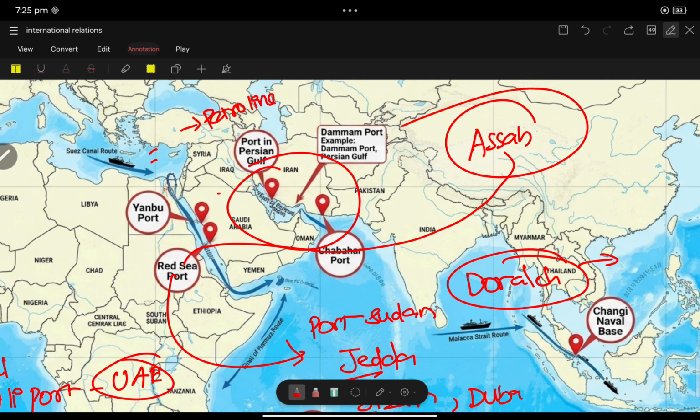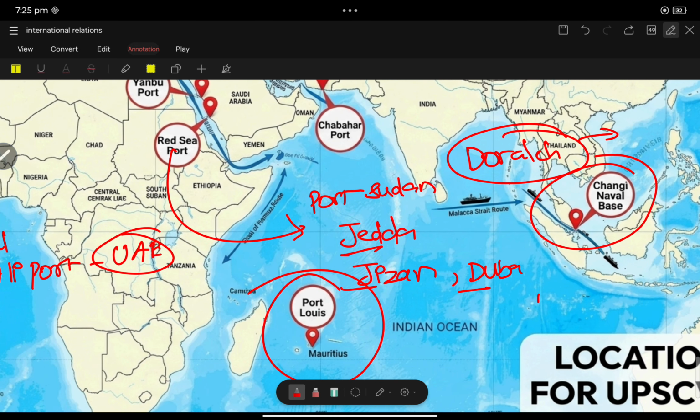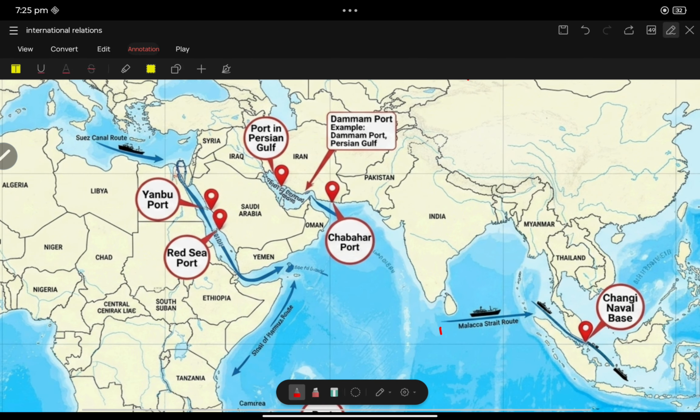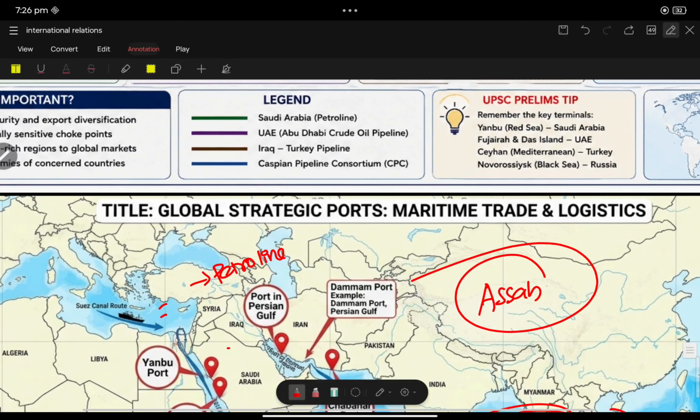Other than that, some of the important ports are Chabahar port, located in Iran, and Port Louis, located in Mauritius. Changi Naval Base is located in Singapore. So these are all the important ports for this year's exam, and we can expect a question.